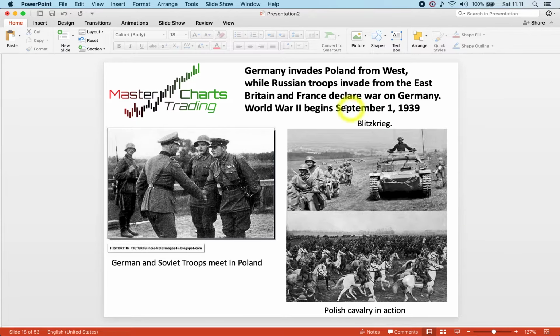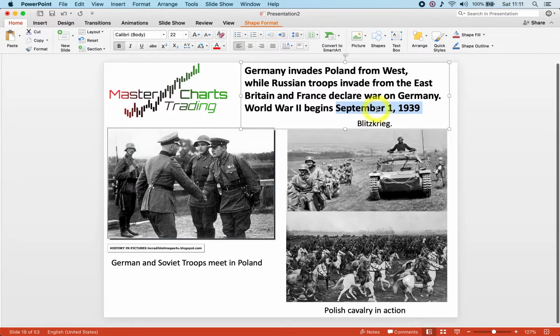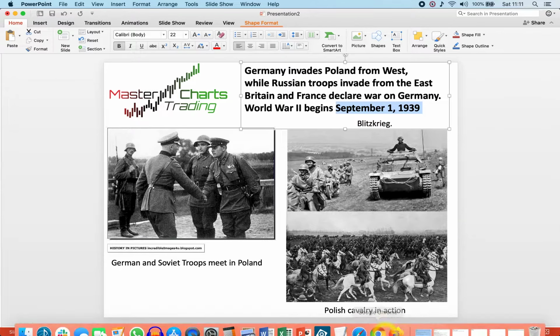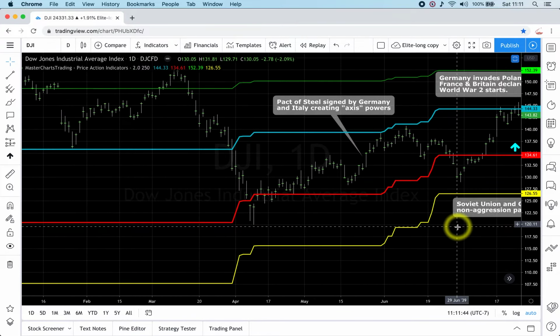You can see 7 days later, Germany invades Poland from the west, while Russian troops invade from the east. But the point of the matter is, Britain and France actually were bound by an agreement with Poland as a mutual protection pact, basically. So if an attack happened on Poland, then France and Britain would declare war on the aggressor, and they did. So this is the technical beginning of World War II, September 1st, 1939.